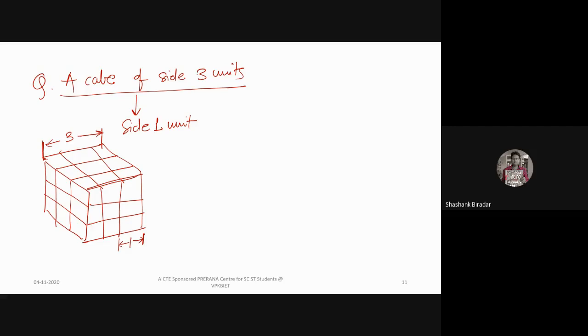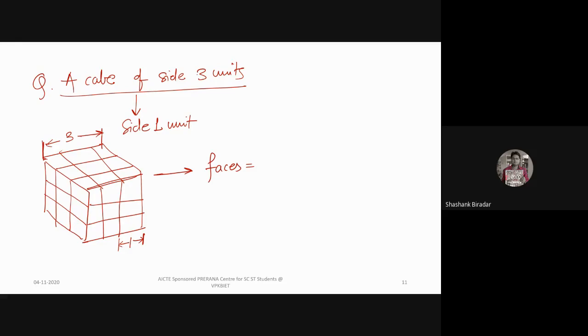So what you have to find is the proportion of the number of faces of the smaller cubes visible to those which are not visible. How many faces are visible and how many are not visible? That proportion you have to find out. First, you have to think how many faces this cube is having.